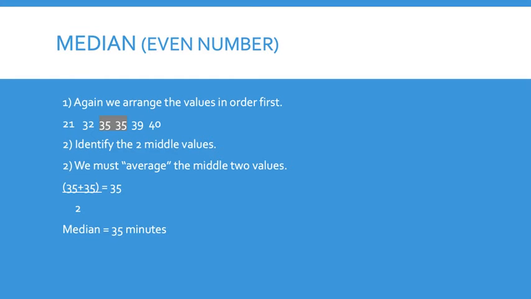To find the median of an even number, we arrange the values in order first: 21, 32, 35, 35, 39, and 40. Now we're going to identify the 2 middle values. Again, you can cross out the lowest with the highest, the next lowest with the next highest, and so on until you're left with just 2 middle values. Then you're going to take the average of your 2 middle values. 35 plus 35 is 70, and 70 divided by 2 gives us 35. So the median delivery time is 35 minutes.